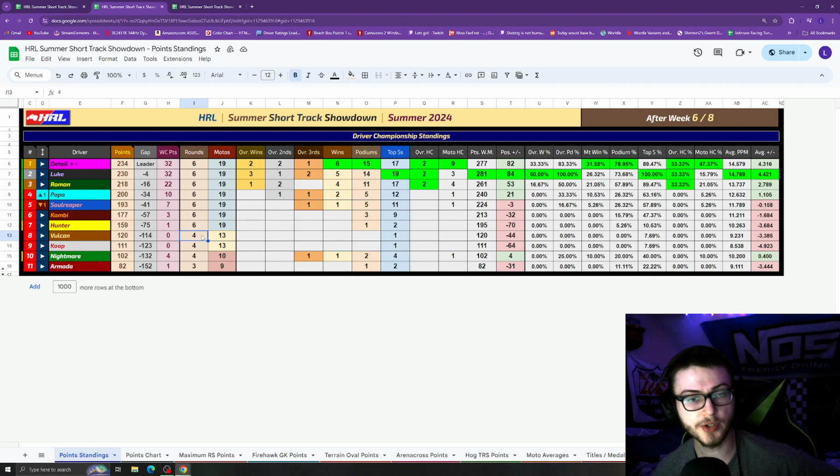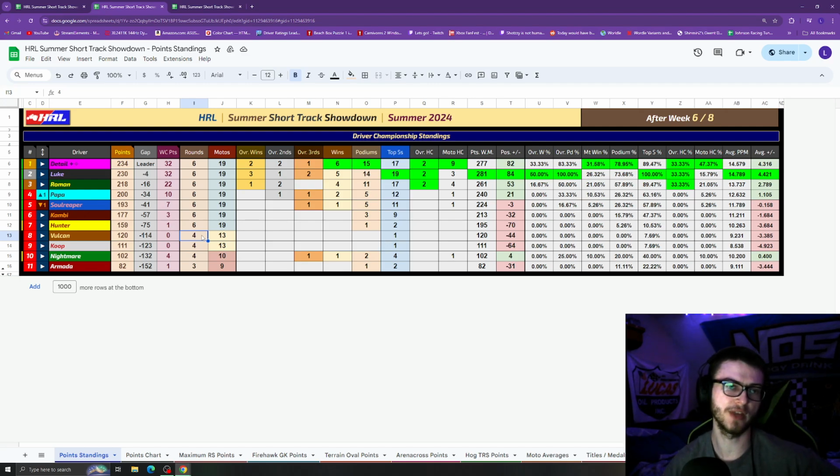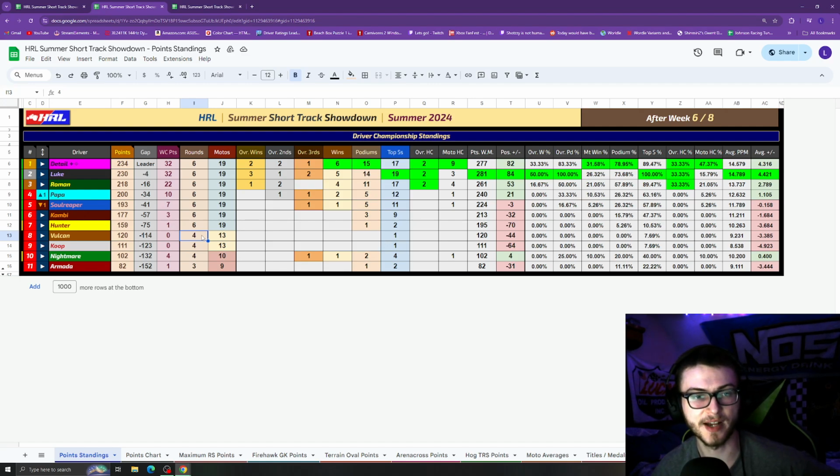Blake's good. Hunter, on the other hand, has a few people to worry about. Obviously, if Vulcan or Coop have a really good night and earn 2 wildcard points, like get a win on the terrain oval, that'd be the best way to do it, I'd say. Vulcan or Coop could still get in, again, if Hunter doesn't earn a wildcard point himself and make it a tie. The easier road is for Armada.